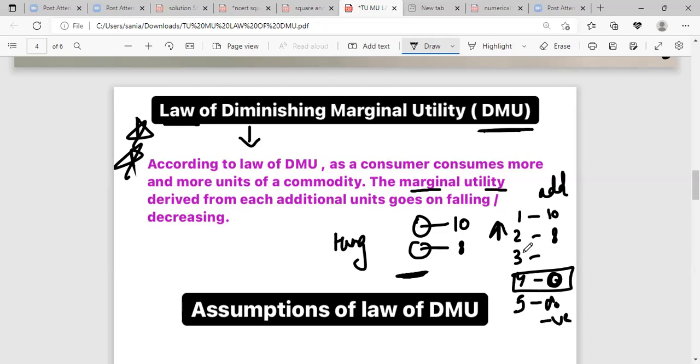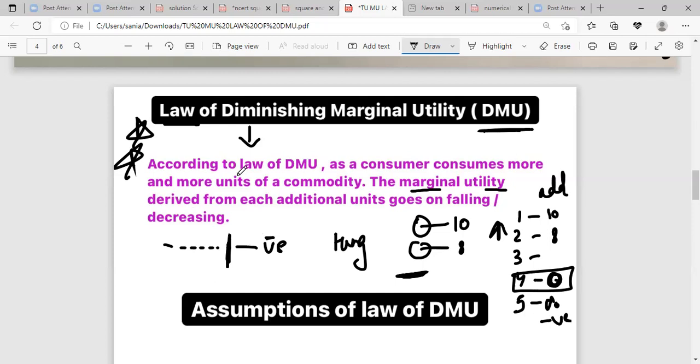Clear? So what is the law basically? You are eating. Okay, somewhere you reach the maximum, that ma'am, now I cannot eat anything because I'm done. If I force you to eat more, then it will be negative, right? You will vomit or maybe you will fall sick, right?